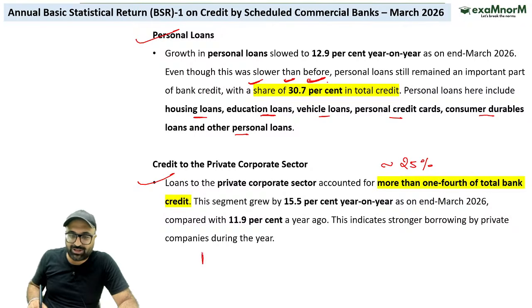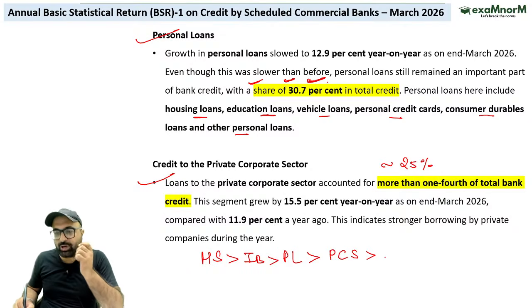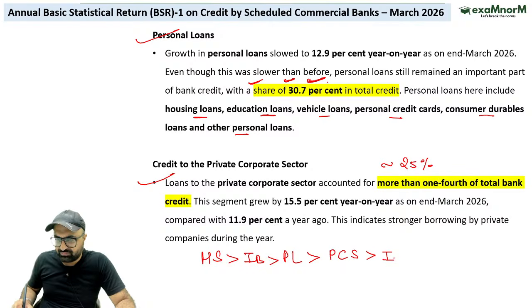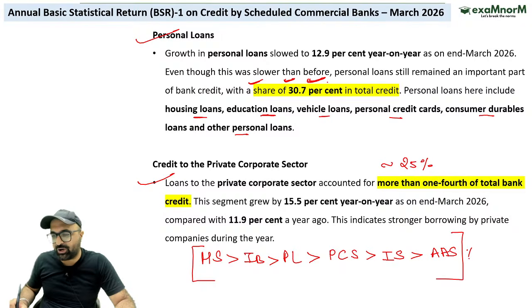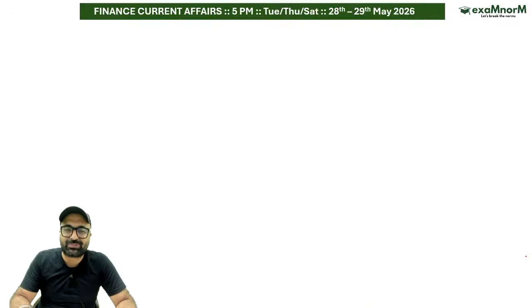तो इसमें अगर मैं कहूं तो ऐसा होगा, हाउस होल्ड सेक्टर is greater than individual borrower, is greater than personal loan, is greater than private corporate sector, is greater than industrial sector, is greater than allied agriculture and allied services. ये क्या है सारे के सारे सर? इट इज ऑन द बेसिस ऑफ परसेंटेज ऑफ टोटल बैंक क्रेडिट। आई होप नाउ यू आर गेटिंग माई पॉइंट। समझ आया?